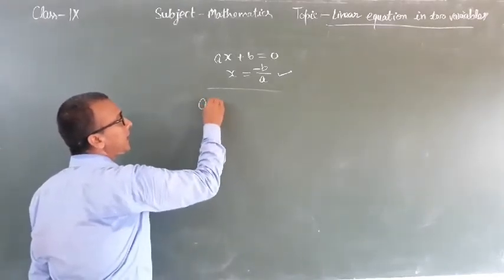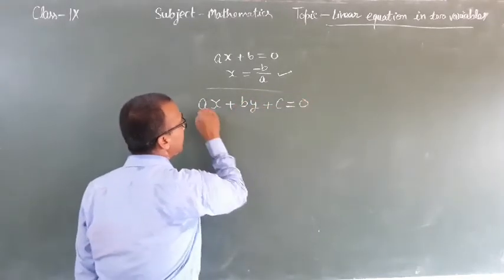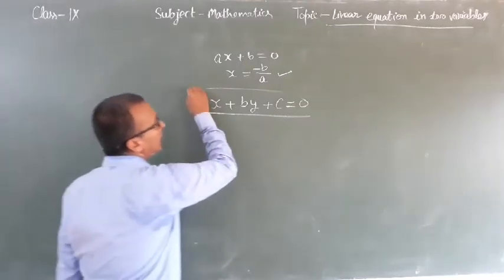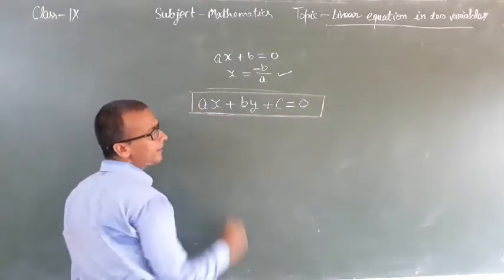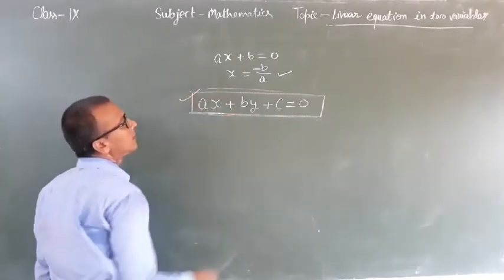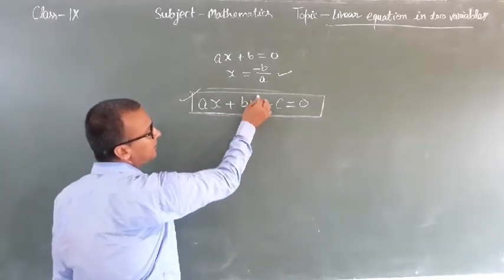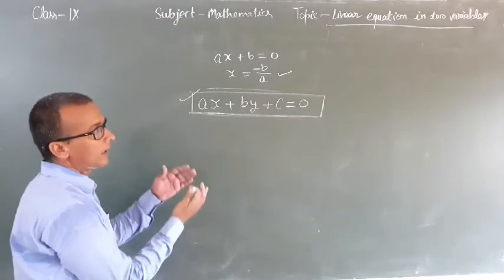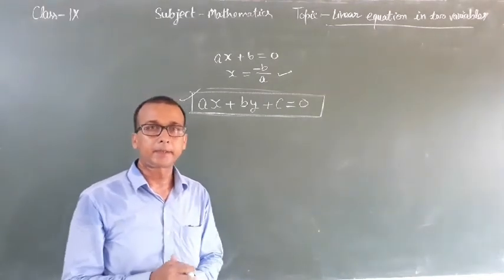Let us take ax plus by plus c is equal to 0. It is the standard form of a linear equation in two variables, where a, b, c are any real numbers and x and y are variables. These two variables make a linear equation in two variables. If the power of x is 1 and y is also 1, then you can say this is a linear equation, and when you plot this equation you will get a line on graph paper.